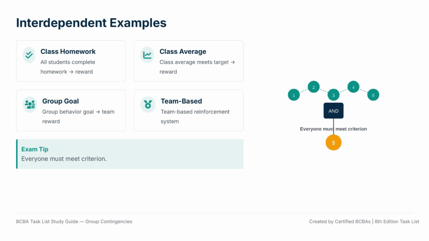Examples of interdependent contingencies include situations where all students must complete homework for the class to earn a reward, or the class average must meet a target criterion. Another example is a group behavior goal, where the entire team must meet a standard. The key feature is that everyone must meet the criterion, not just one or some members. This ensures collective responsibility and cooperation.